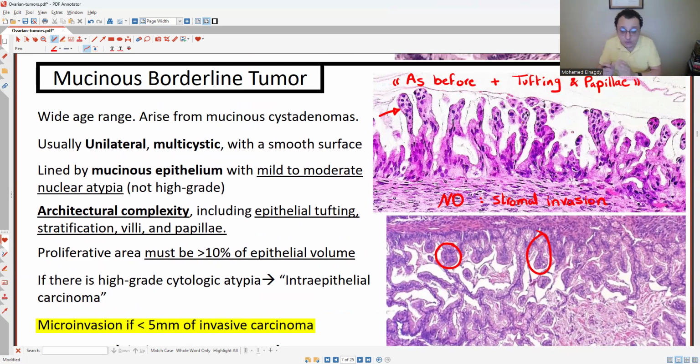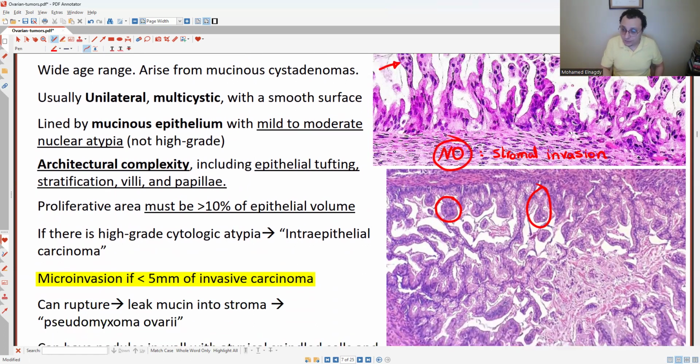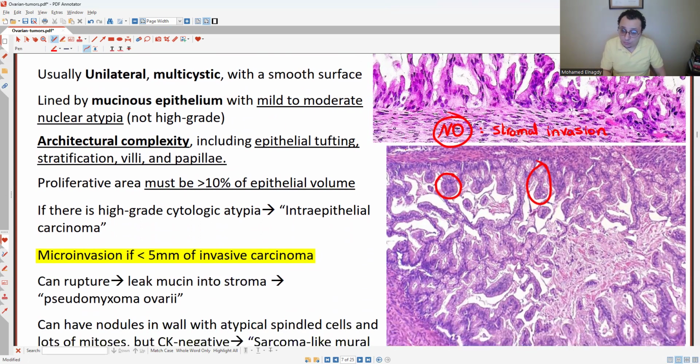mucinous borderline tumor. Is there any stromal invasion? You should let me know. Is there any stromal invasion that you see? Anyone on the chat, anything? Is it a yes or a no? Any stromal invasion? Well, it doesn't look like it. The answer is definitely no. No stromal invasion is allowed here because we're still in the borderline category. We're not in invasive mucinous cystadenocarcinoma.